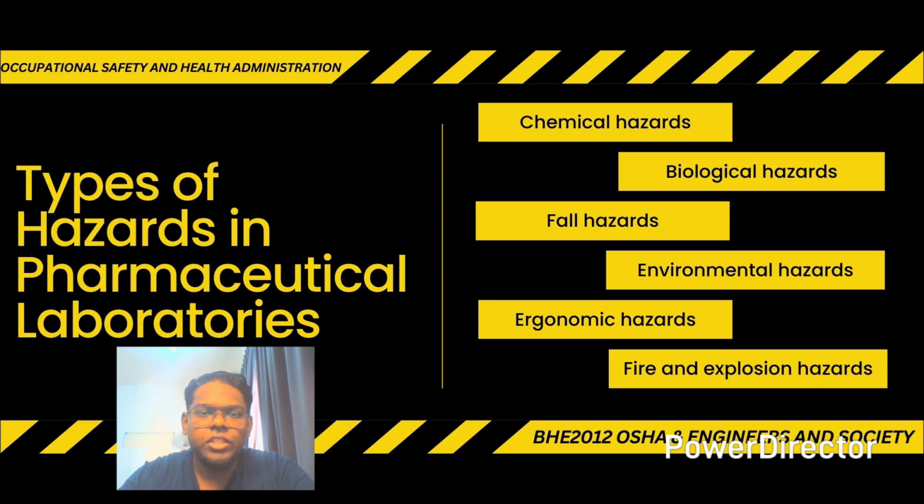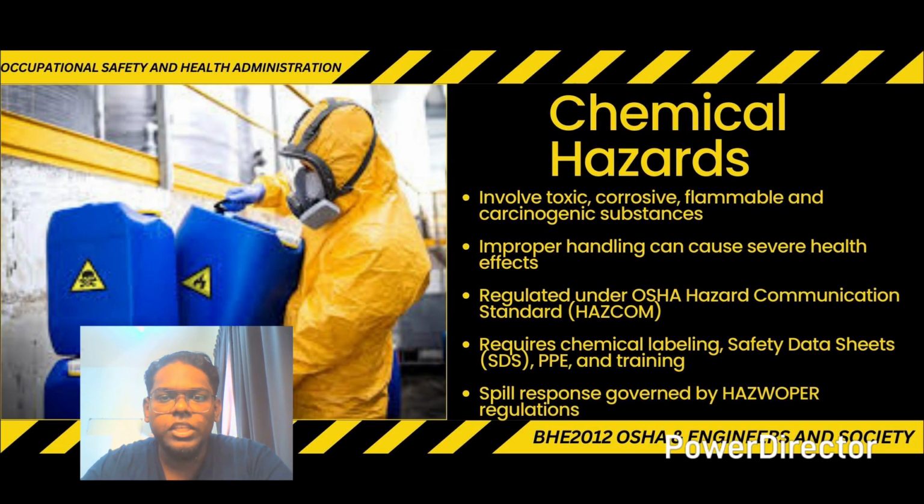Types of hazards in pharmaceutical laboratories include chemical hazards, biological hazards, fall hazards, environmental hazards, ergonomic hazards, and last but not least, fire and explosion hazards. Chemical hazards involve toxic, corrosive, flammable, and carcinogenic substances. Improper handling can cause severe health effects.